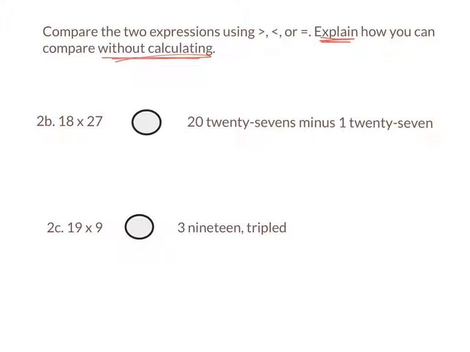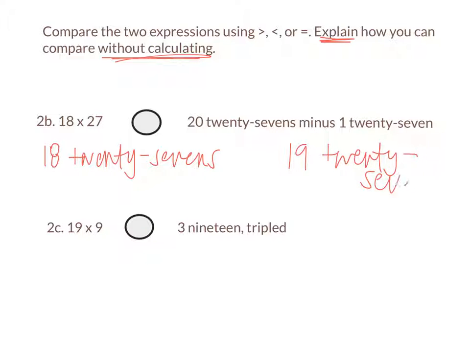If we're going to compare without calculating, should I actually multiply 18 times 27 to see what the value is? No. How many 27s do I have on the left side? 18, right? So over here I have 18 27s. Okay, what about on the right side? How many 27s do I have to begin with? 20 27s, and I take how many of them away? So if I have 20 27s and I take one of them away, how many do I have left? 19 27s. So which side is more, 18 27s or 19 27s?